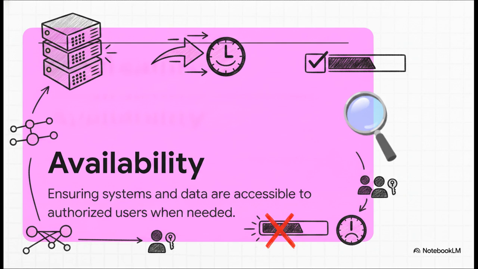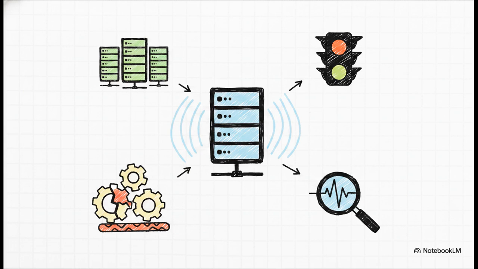And keep in mind, a system that is technically online but takes 30 seconds to load a page, yeah, that isn't truly available. Performance and usability under load are absolutely key parts of this pillar. So, how do we actually build for availability?